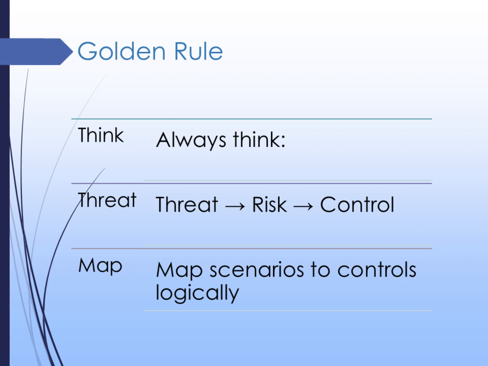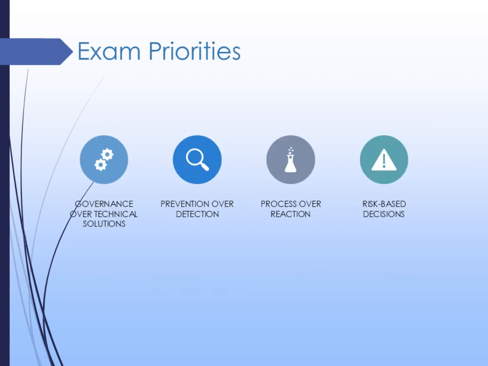Another important skill is learning how to map scenarios to controls logically. The exam is not simply testing whether you recognize terminology. It is testing whether you can connect a business problem to the most appropriate control or audit response. For example, if a scenario describes excessive access rights, you should immediately begin thinking about risks such as unauthorized access, segregation of duties, and least privilege controls. If a scenario describes system downtime, your thinking should move toward resilience, recovery priorities, business impact, and continuity controls.